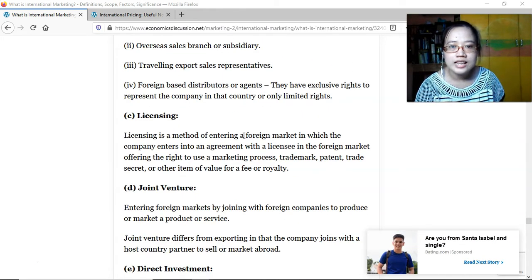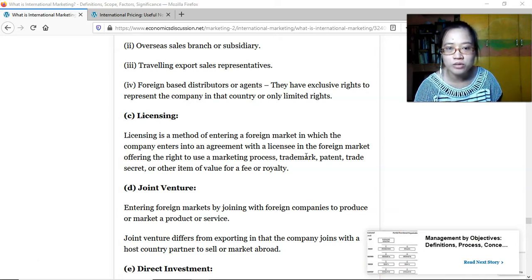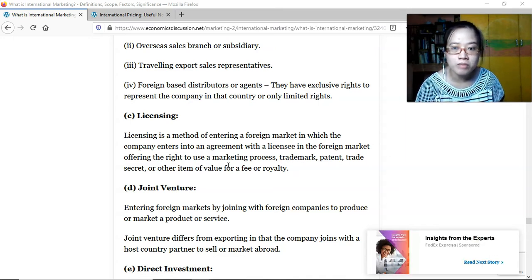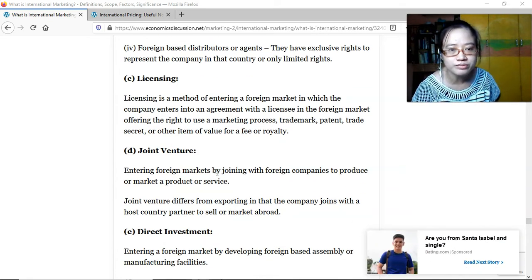Okay. Licensing is a method of entering a foreign market in which the company enters into an agreement with a licensee in the foreign market, offering the right to use a marketing process, trademark, patent, trade secret, or other item of value for a fee or royalty. Some sort of franchising, it's similar to that.